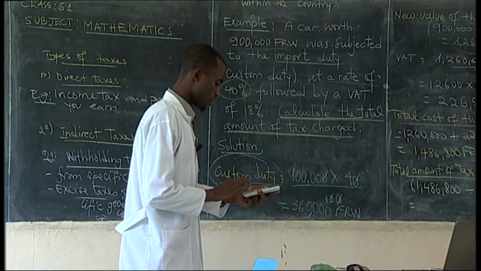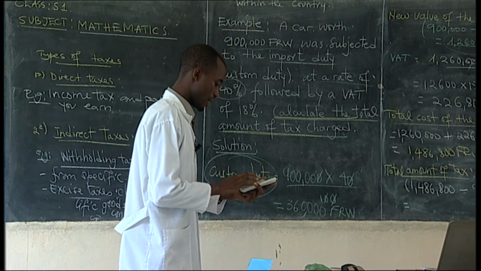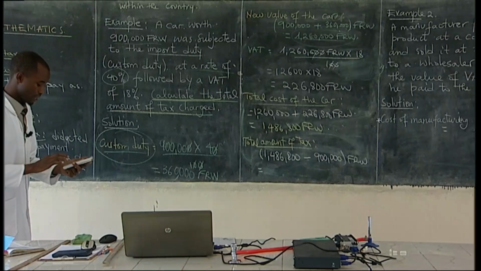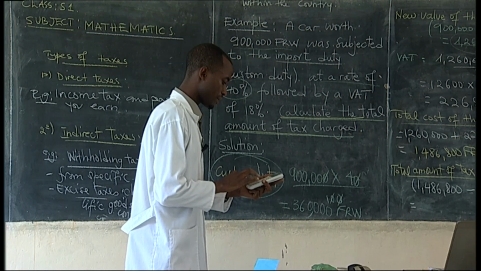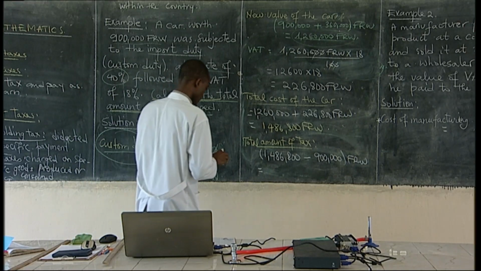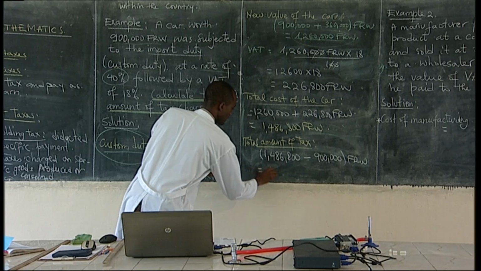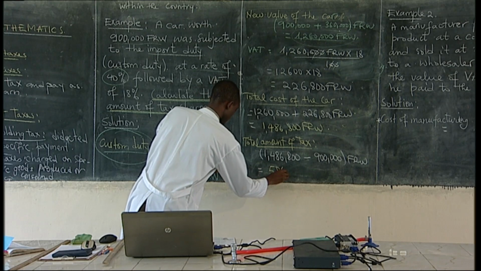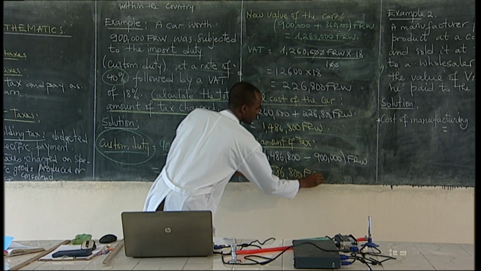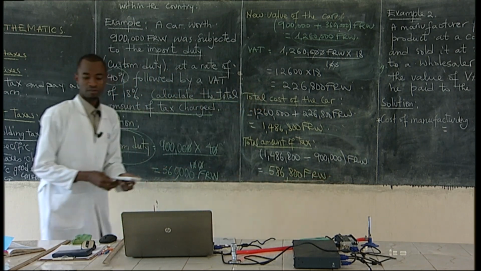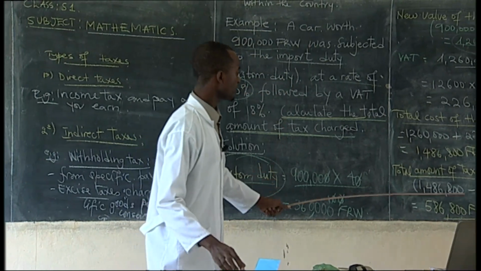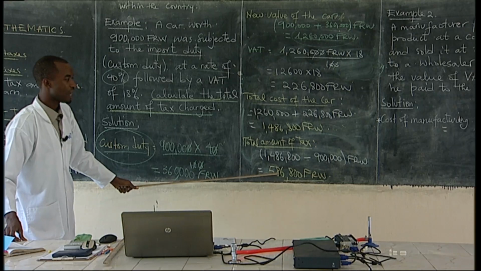If you do the work, what do you get? 1,486,800 take away 900,000, you get the total amount of tax, 586,800 Rwanda francs. So this is the total amount of tax that you have to pay.